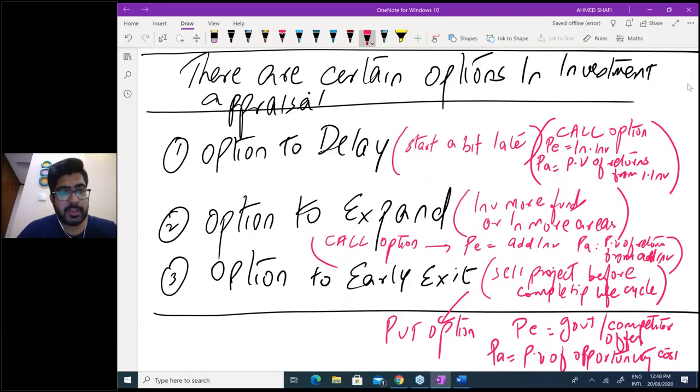PE is the additional investment, and PA is the present value of returns from additional investment.